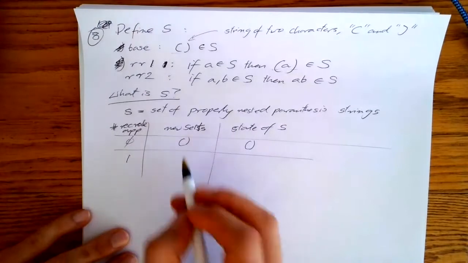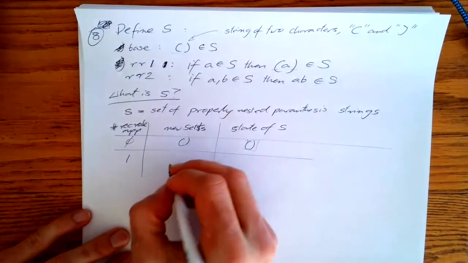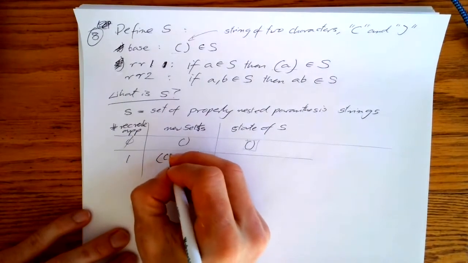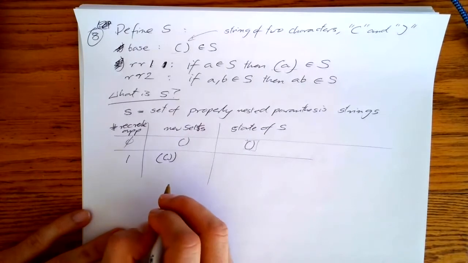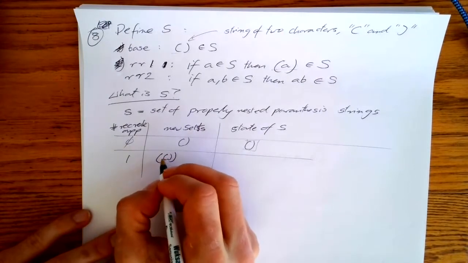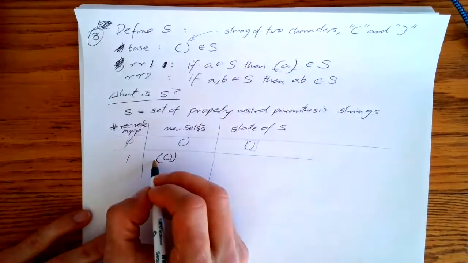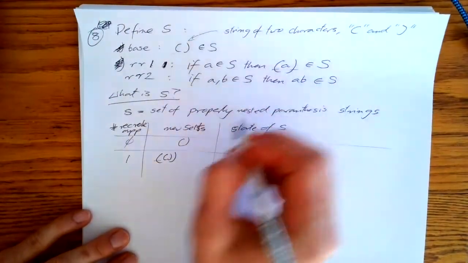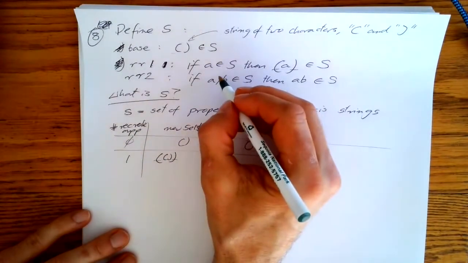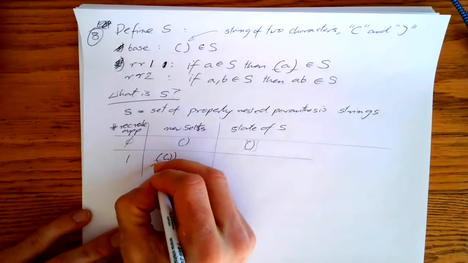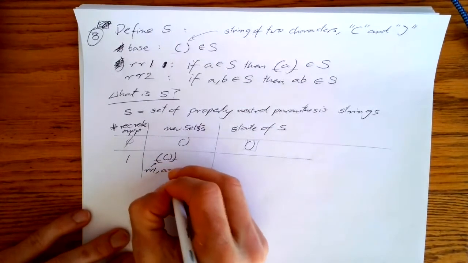Then I use the recursive rule. So what's A? Well, A is this string. So this thing is going to be in the set S, right? Because I took my string open close bracket, and I prepended it with the open bracket, and I postfixed it with a close bracket. That came from rule 1 for A.